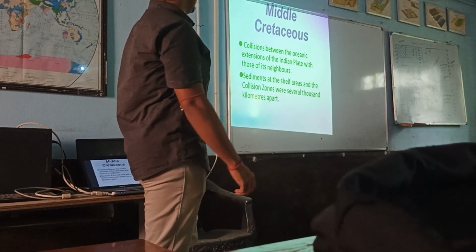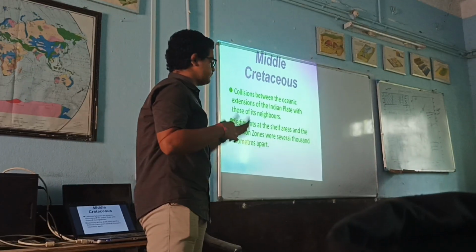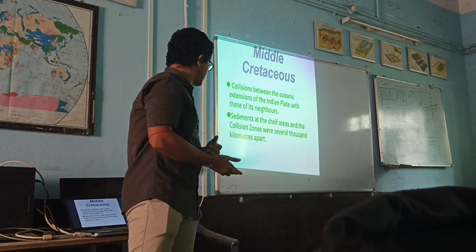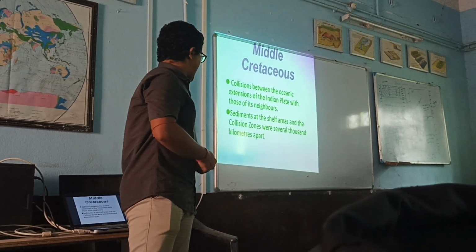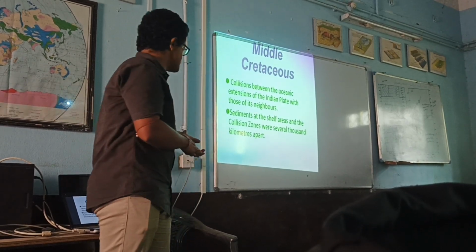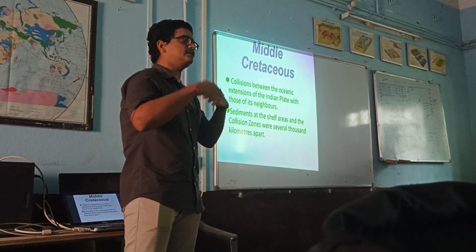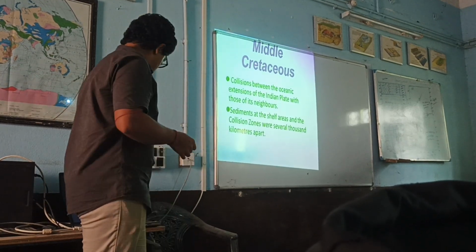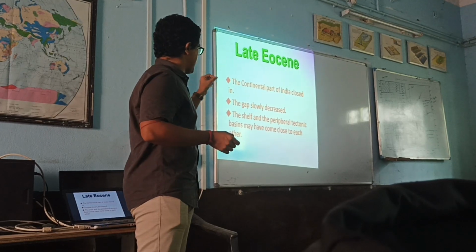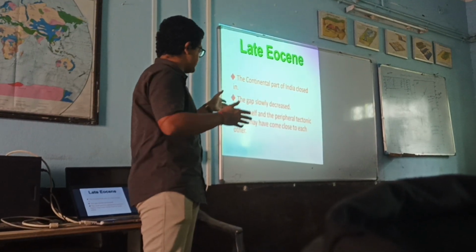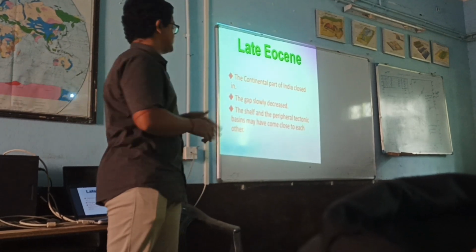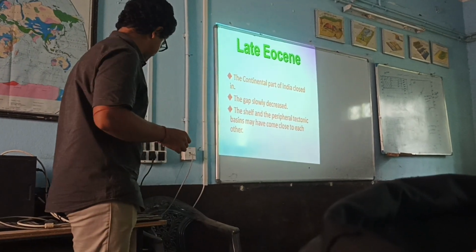In the Middle Cretaceous, the collisions between the oceanic extensions of the Indian plate and the Eurasian plate or the neighboring plates began. At that time, the sediments at the shelf areas of the Indian subcontinent and the collision zones were several thousand kilometers apart. But this gap gradually decreased when the continental part of India closed in and the shelf and the peripheral tectonic basins came close to each other. It was the time of the late Eocene.